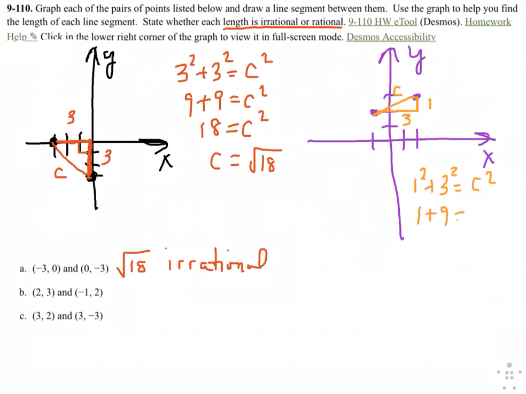1 plus 9 equals C squared. So 10 equals C squared. So C equals root 10 for this one. So B is root 10, and that's irrational also. Again, it's not a perfect square, and it's a radical, so that's irrational.